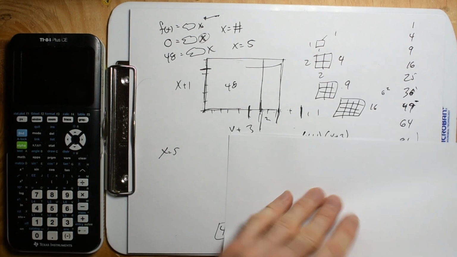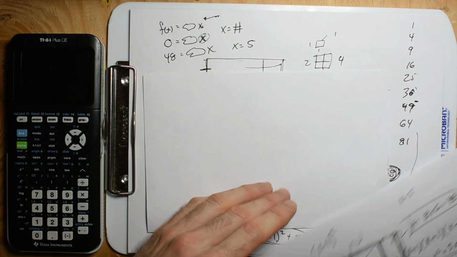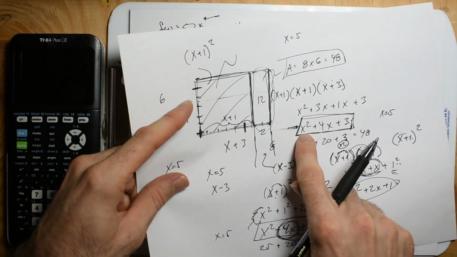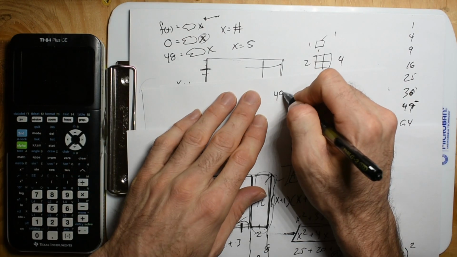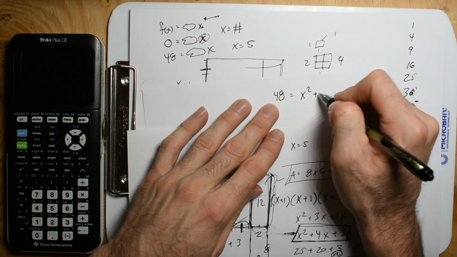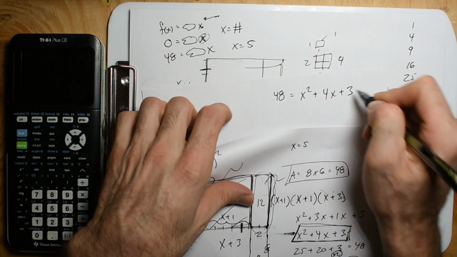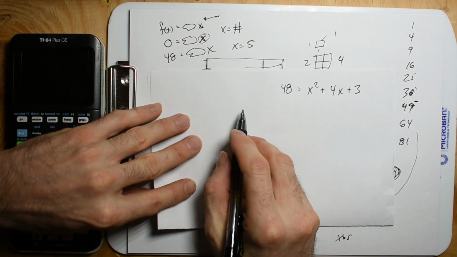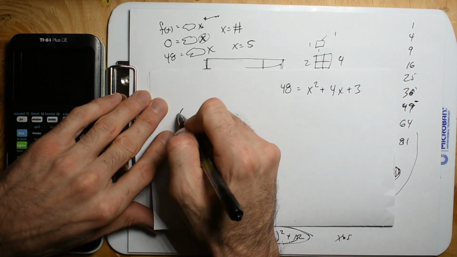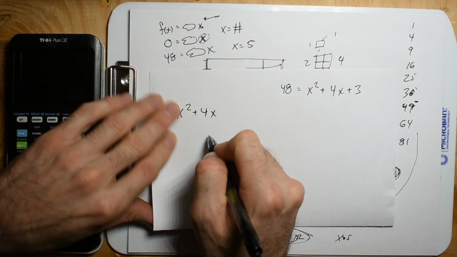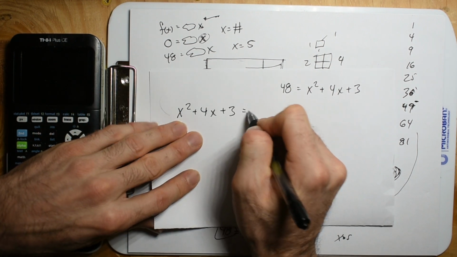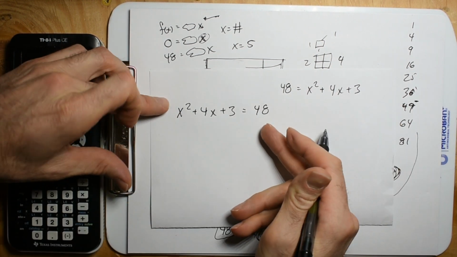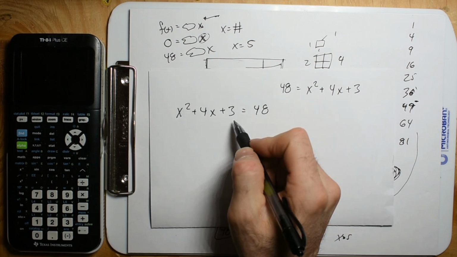All right, so how do we do that graphically? So I'm just going to get this equation. We said this was equal to 48. We said 48 was equal to x squared plus 4x plus 3. Cool. So let's do that same process. I'm going to get x squared plus 4x plus 3 on this side equal to 48. So I just rearranged it.